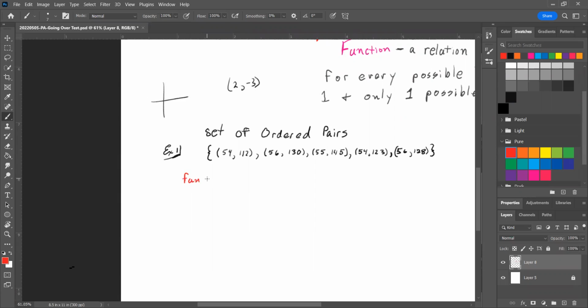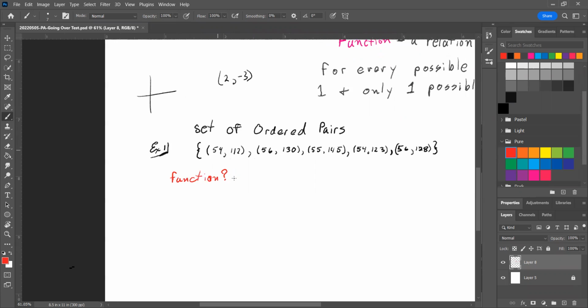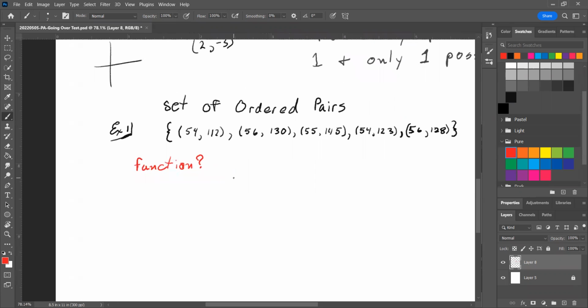Is it a function or is it just a relation? You are correct. How do you know that? That's right. Two different 54s with two different answers. Also two different 56s. So the answer is no, because of this, that, and that.